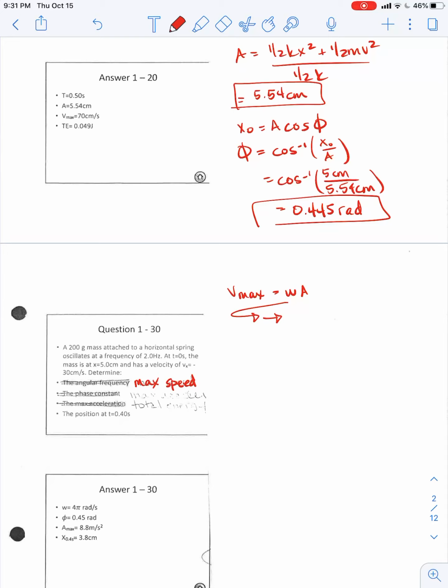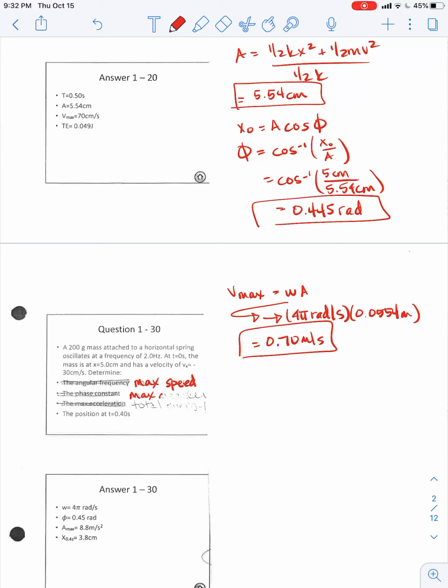You've got 4 pi radians per second times your amplitude, which was in centimeters, so you could convert back over. It is possible that it would give you an answer in centimeters per second, but just in case, this converts it back into meters per second for you.